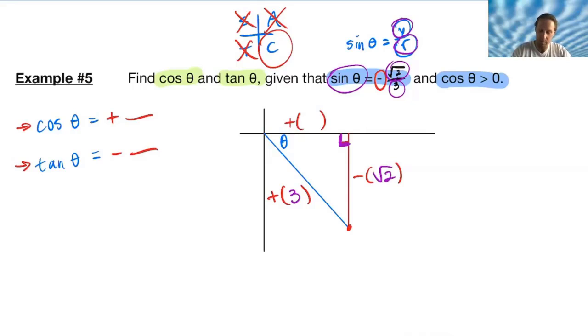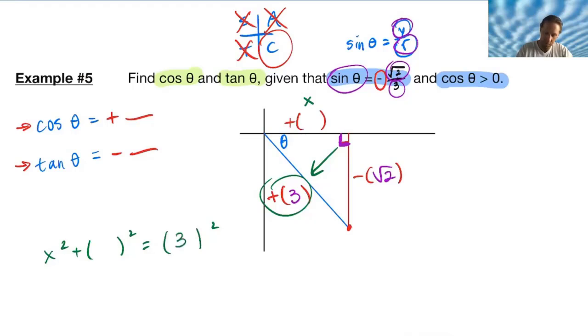That's why I'm doing another similar example like the one that we just did. When you do the Pythagorean theorem, the unknown part, in this case the x that we're trying to find, is not always what the Pythagorean theorem is going to be equal to. Because remember, the hypotenuse is the most important piece. That's the one that's always by itself because it's the biggest. So we're going to have x squared plus y squared equals r squared. And therefore I know that the 3 would be by itself and the negative root 2 over there.